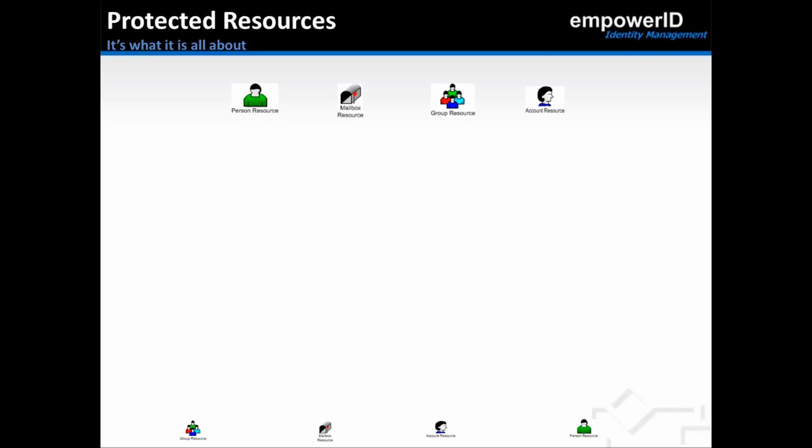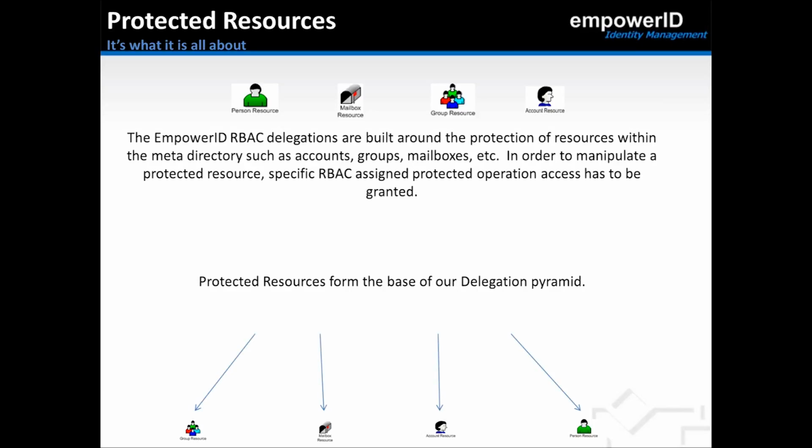So what is it all about? As we've said in many of our previous videos, it's all about the resources we're protecting. Our EmpowerID RBAC delegations are built around the protection of resources within our meta directory, such as accounts, groups, mailboxes, etc. In order to manipulate a protected resource, specific RBAC assigned protected operation access has to be granted. So the protected resources here form the base of our delegation pyramid.